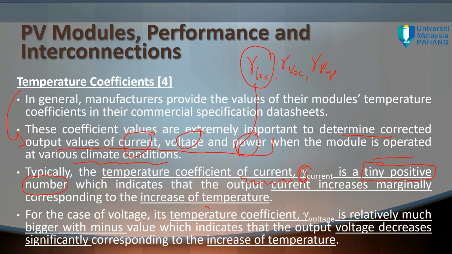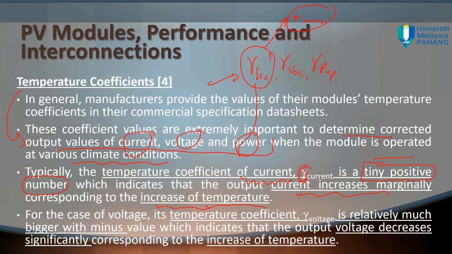Tiny positive number means that for the case of the current, there will be a plus value with the tiny value. But why plus? We already agree. Current increases marginally corresponding to the increase of temperature. That's why the value is tiny, very tiny. Towards the increase of the temperature, current marginally increases. That's why the value must be plus, but with the small value.